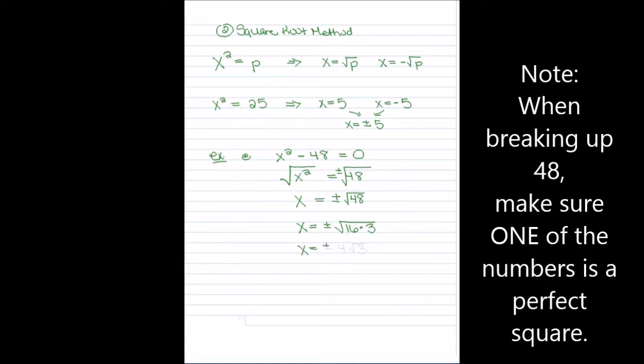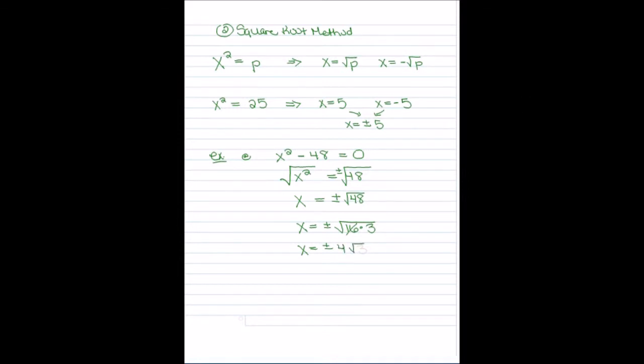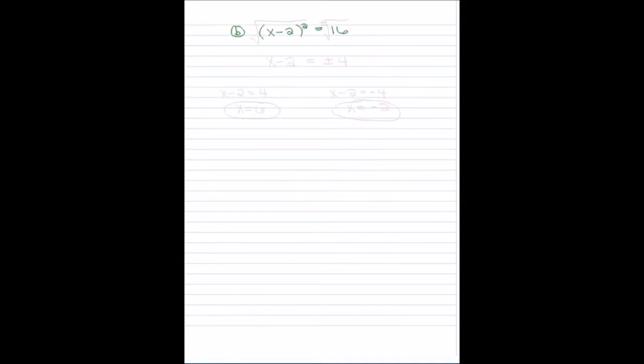And so my answer is x is equal to plus or minus square root of 16 is 4, square root 3. Let's try another example that we could use the square root method with. So we have this example, x minus 2 squared is equal to 16. You can use the square root property for a problem like this as well.